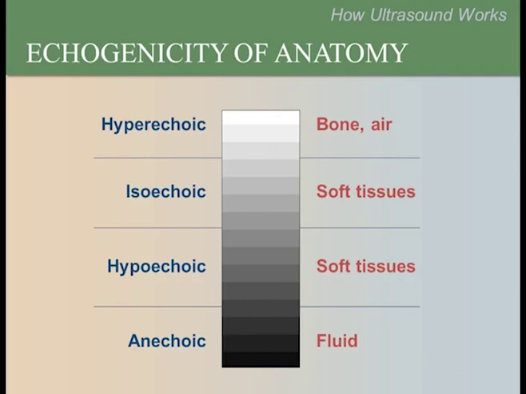Fluids, including blood, amniotic fluid, and urine in the bladder, are anechoic and will appear black. Soft tissue will appear either isoechoic or hypoechoic, as you will see in the hands-on sessions.